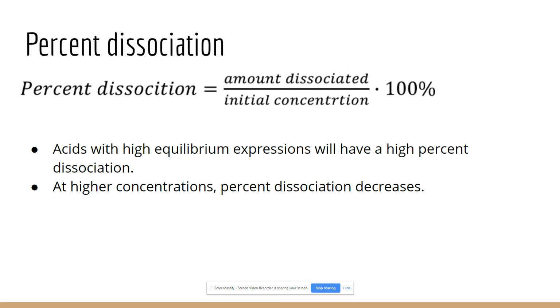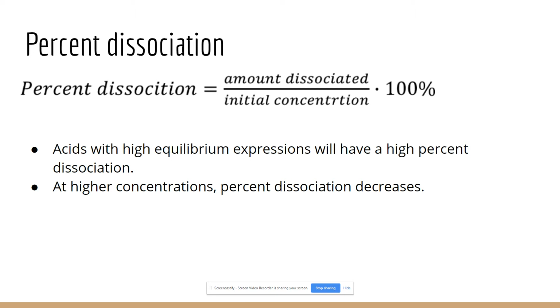But the second point sometimes doesn't logically make sense to students the first time they hear this. At higher concentrations, the percent dissociation of an acid is going to decrease. So what that means is if I have 10 molar acetic acid versus 1 molar, that 1 molar is actually going to have a higher percentage dissociated.